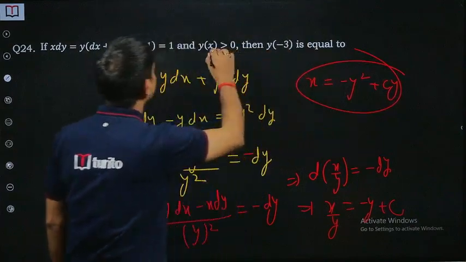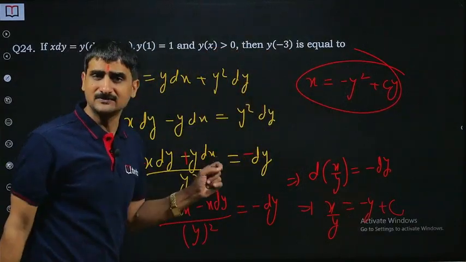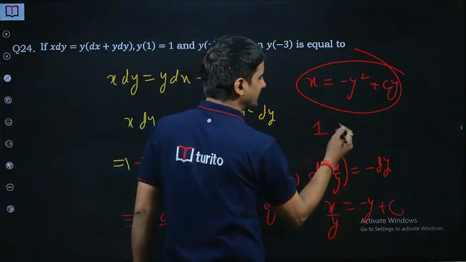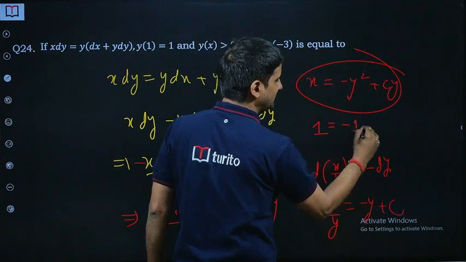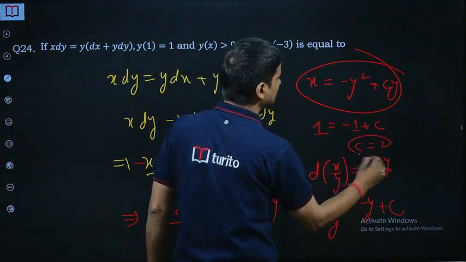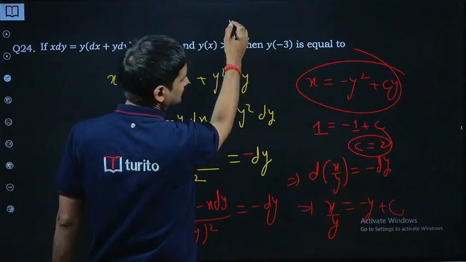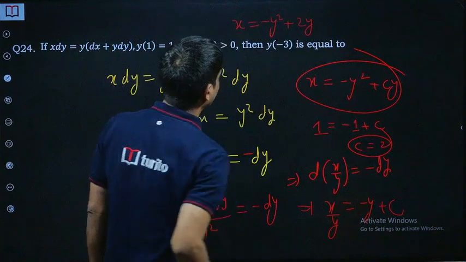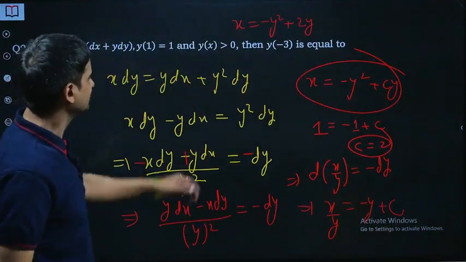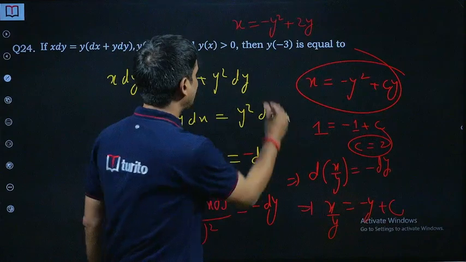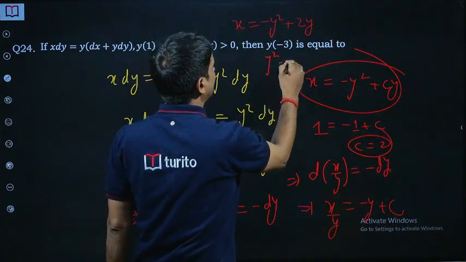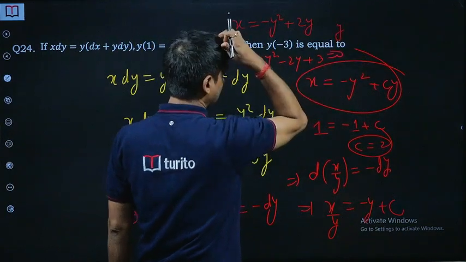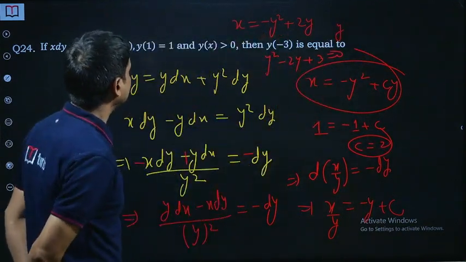Now put the value. y of 1 is 1, that means when x is 1, y is 1. So minus 1 plus c, so c is 2. So that's it. x is minus y square plus 2y. And then we have to find y of minus 3. So when x is minus 3, it's y square minus 2y plus 3 equal to 0. So y could be, using b square minus 4ac.